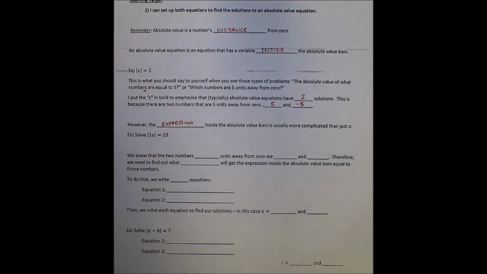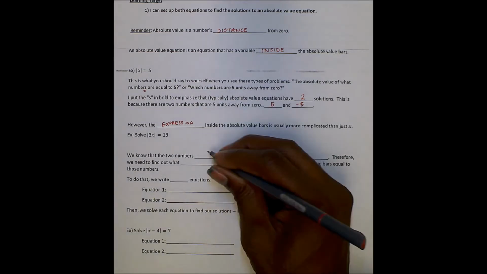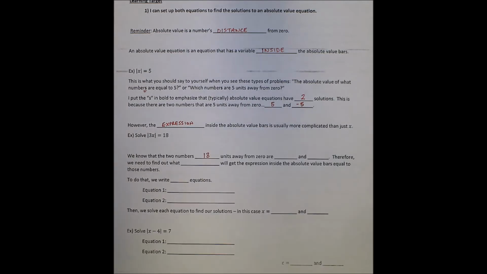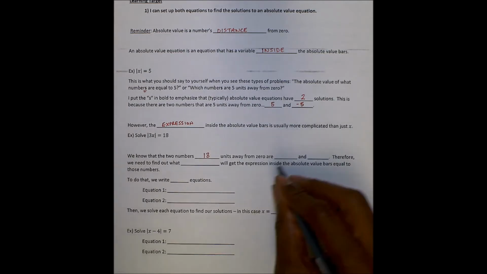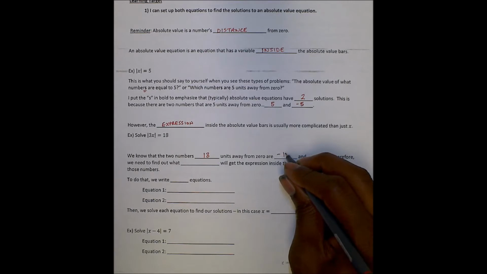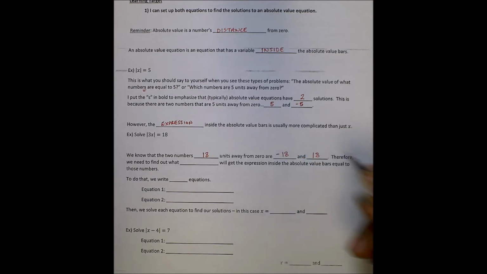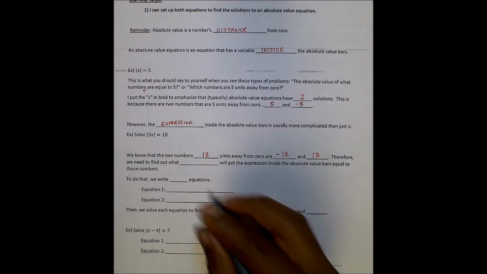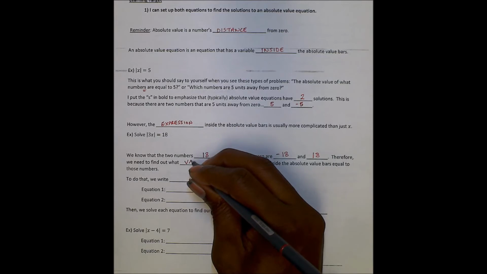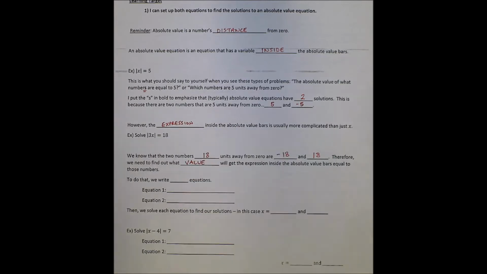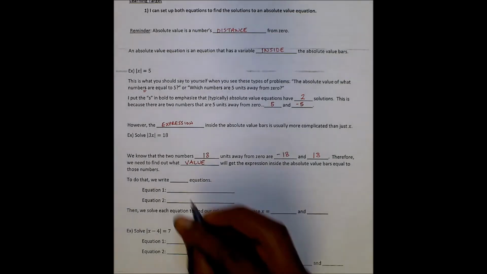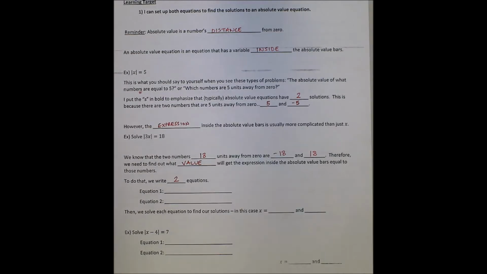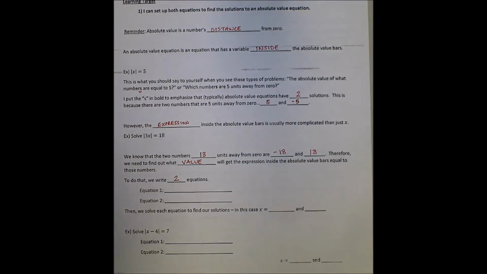We know that the two numbers are 18 units away from 0. And we know that those two numbers are going to be negative 18 and 18. Okay, therefore we need to find out what value will get the expression inside the absolute value bars to equal those numbers. To do that, we write two equations. Okay, and here are the equations. They're based off of these values that we just talked about here.